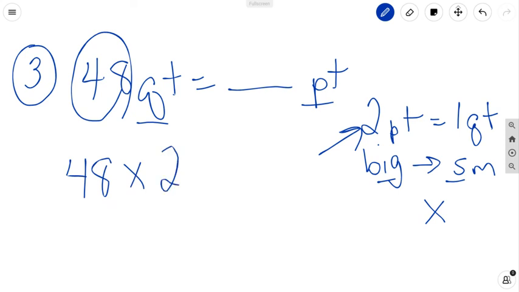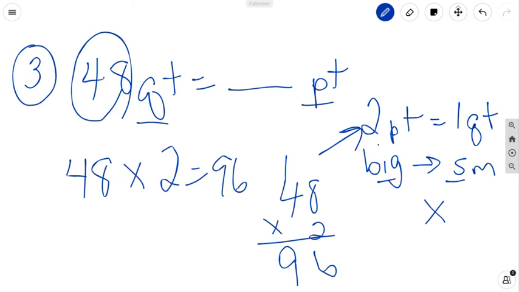And if you can't do this in your head, just do it off to the side. 48 times 2. 8 times 2 is 16. Carry the 1. 4 times 2 is 8. Plus 1 is 9. That's 96, which means that's 96 pints. So far, so good.